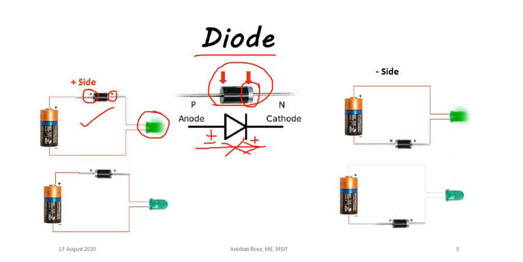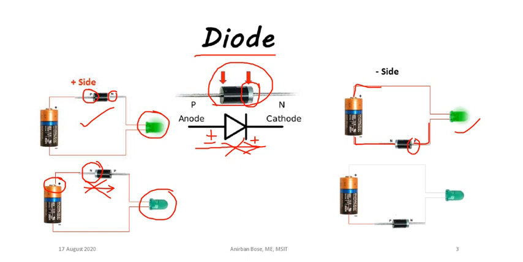Similarly here you can see this cathode part is connected to the negative, that is okay, and this anode part is connected to the positive with this load, that is why the LED is glowing. But here the cathode part is connected to the positive end of the battery, that means it is in reverse bias, so there will be no current flowing through the diode, and that is why you can see it is not glowing.